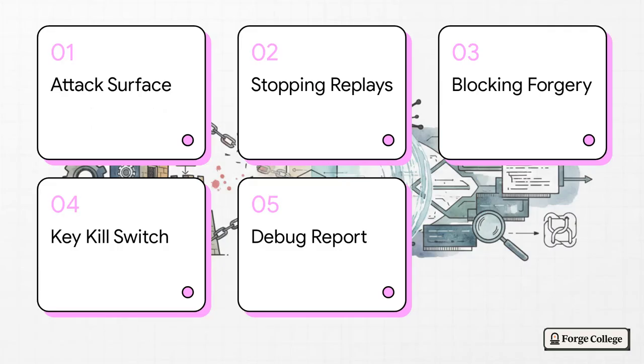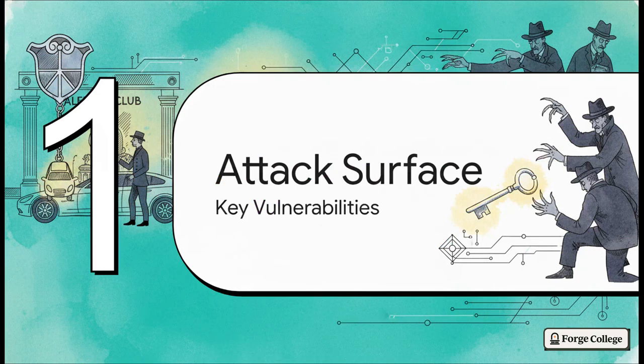Here is the quick game plan for today's guided debugging lab. We're going to map out the session key attack surface, tackle stopping replay attacks with nonces, block instruction forgery with strict whitelists, build a session key kill switch, and finally compile all of this into your security lab debug report. All right, let's kick things off with section 1, the session key attack surface.